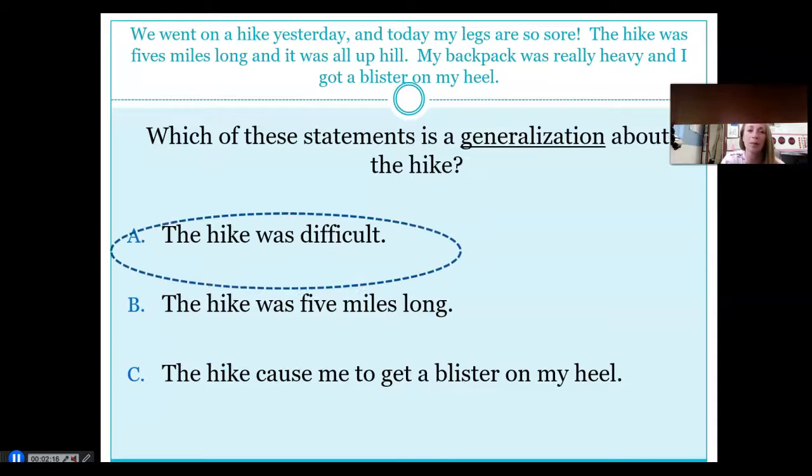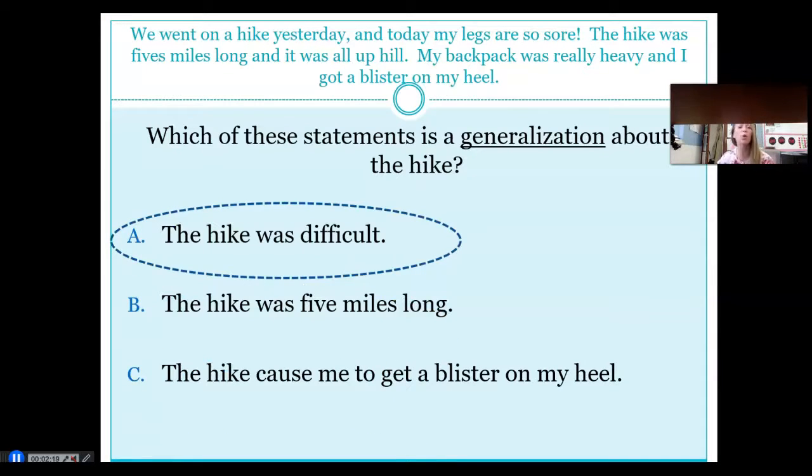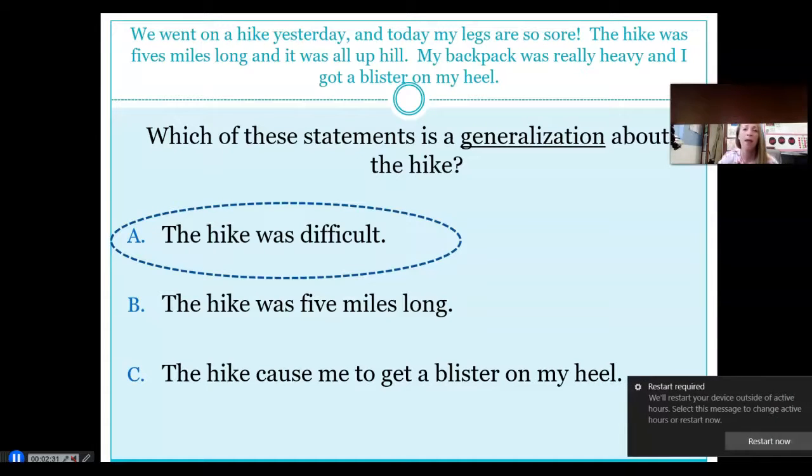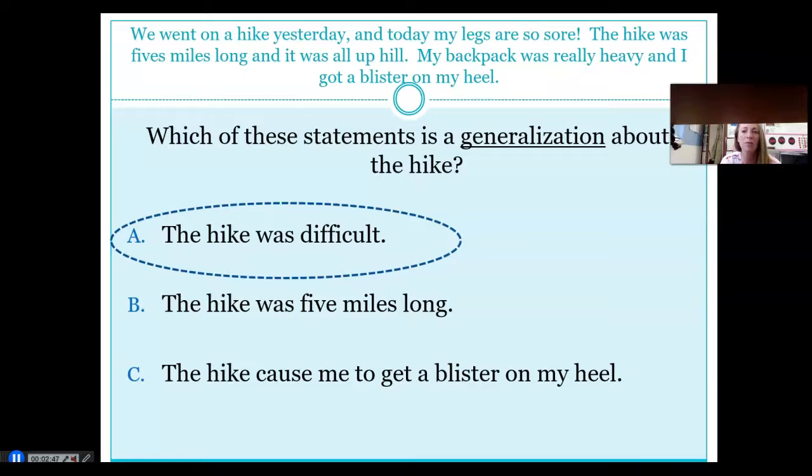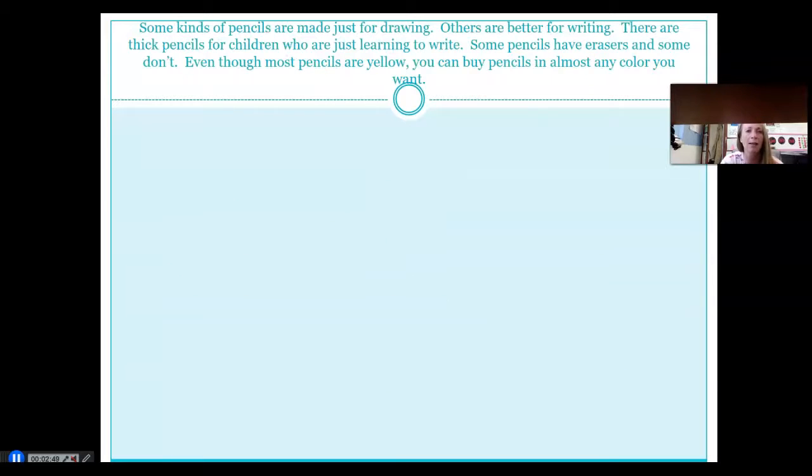The correct answer for this one is A. That whole story was about how this hike is difficult. His legs were sore. It was 5 miles. It was uphill. He even got a blister on his foot. I am not allowed to pick that it was 5 miles long. Was this whole thing about being 5 miles? No. Was this whole thing about how the hike caused me to get a blister on my heel? No, that's not true. So none of those things are true. All right, let's do another one.